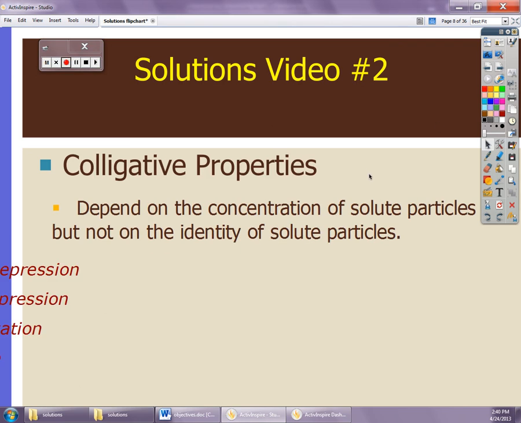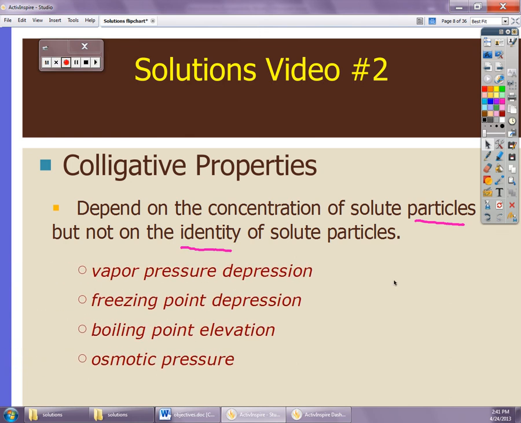Colligative properties are properties that depend on the concentration of the solute particles, but do not depend on the identity. In other words, we do not care what type of solute we have, is it sodium chloride, is it sugar. All we care about is the concentration of the particles that it makes when it goes into the solution. There are 4 main types of colligative properties: vapor pressure depression, freezing point depression, boiling point elevation, and osmotic pressure. We're going to be focusing on the first 3 in chemistry class. Osmotic pressure is what they discussed during biology class.